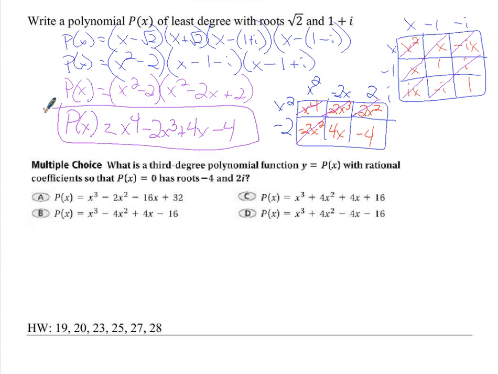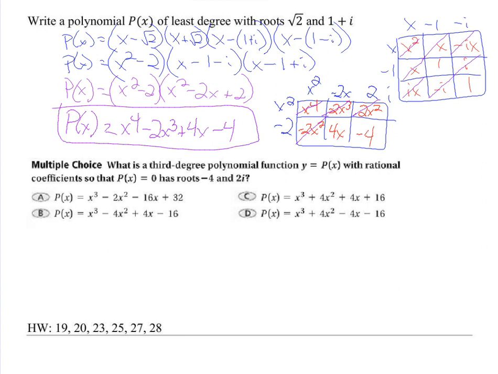That's your polynomial. 4th degree polynomial means it has 4 roots. In this case, we have 2 irrational roots and 2 imaginary roots. All right, last problem for today.